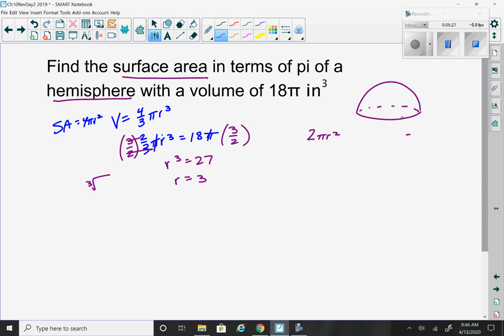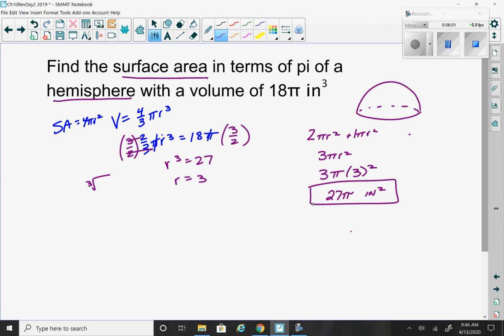But then we also have this circular base. Well, we know the area of a circle is pi r squared. So really, the surface area of a hemisphere is 3 pi r squared, right? 2 pi r squared plus 1 pi r squared gives us 3 pi r squared. So if I know the radius is 3, it's 3 times pi times 3 squared. Well, 3 squared is 9. 9 times 3 is 27. So 27 pi is my surface area of the hemisphere.